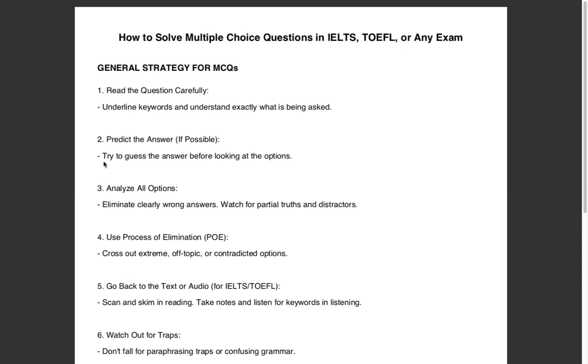So we have now understood the question and made a prediction. Third one, it says here: try to guess the answer before looking at the options. Here is another option: predict the answer. Like, the question is: what is the average of salaries in, for example, Spain? Maybe you are living in Spain or you have some friends living there, so you can make a simple prediction about the monthly average salaries in Spain.